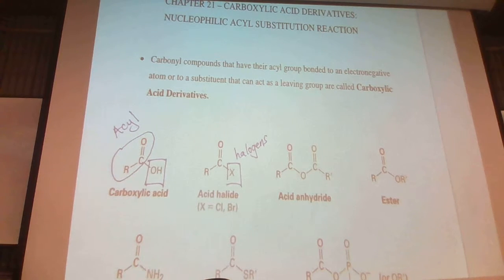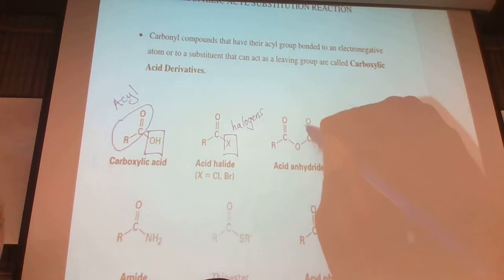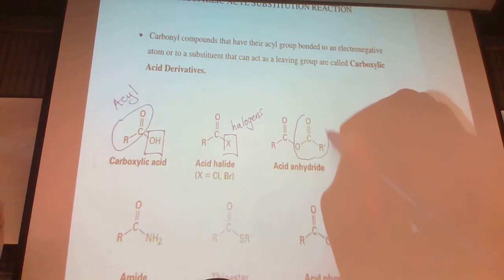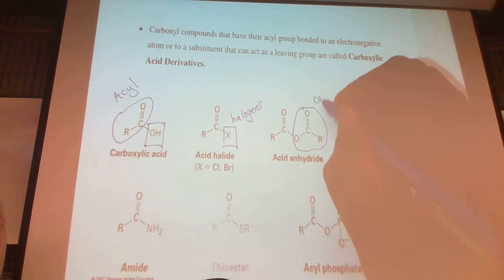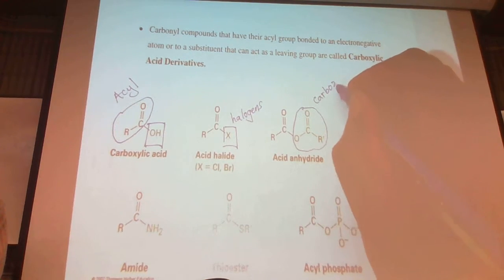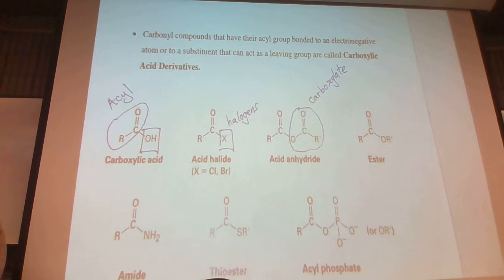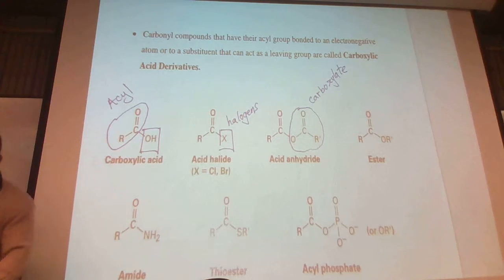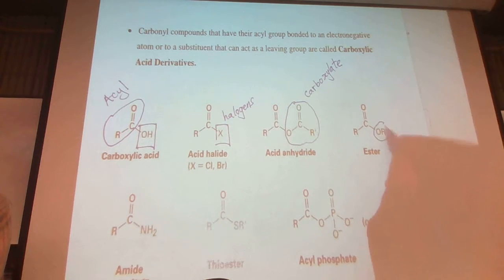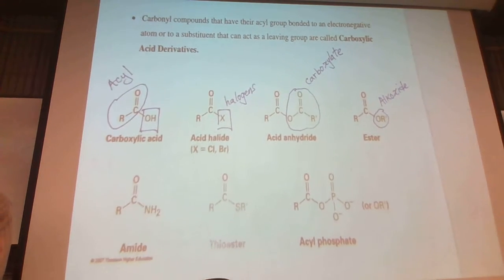Okay? So when you have halogens, those are referred to as acid halides. When you have a carboxylate connected to the acyl group, those are referred to as acid anhydride. When you have an alkoxide connected to the acyl group, those are referred to as ester.